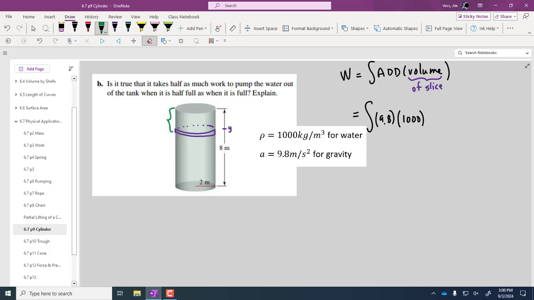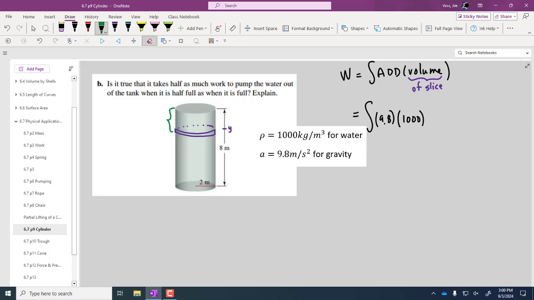Well, what do you think? 8. From there to there is 8? There to there is y. 8 minus y. Yeah, so 8 is the full height.